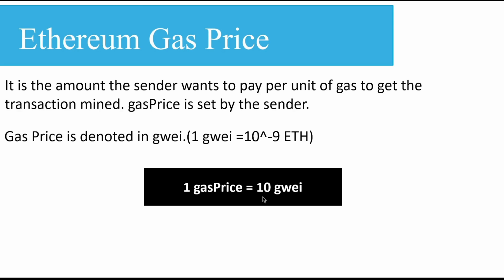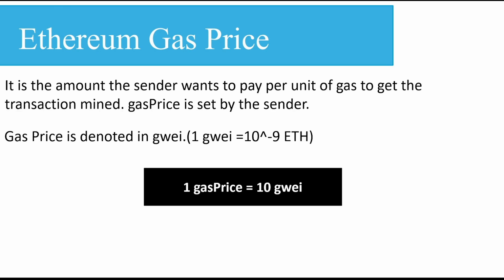Like I can set the gas price to be 10 Gwei. I can set the gas price to be 100 Gwei. I can set the gas price to be 1000 Gwei. This is under my control, how much gas price I want to pay. For per unit of gas, how much price I am willing to pay, I will decide. No one else will decide, no government will decide. This will be decided by me.